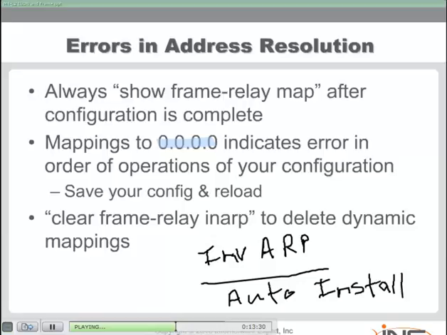You may have to reload your device after clearing the Inverse-ARP cache in order to get rid of these mappings to all zeros. They will indeed cause a failure in communications in your frame relay environment. So we definitely have to warn our implementers about this problem that can happen with Inverse-ARP and the address resolution.